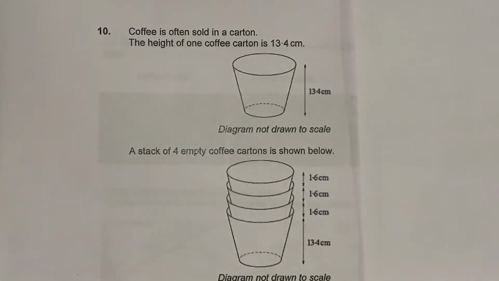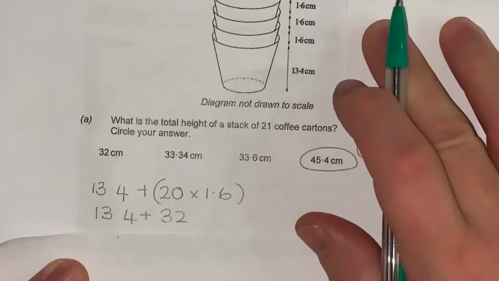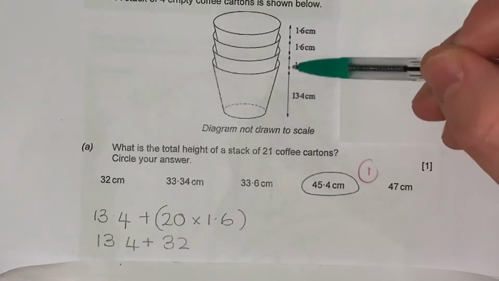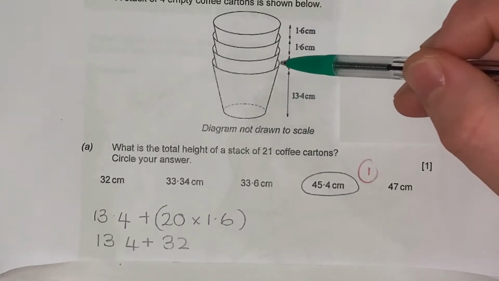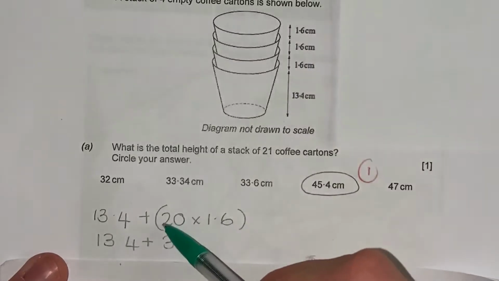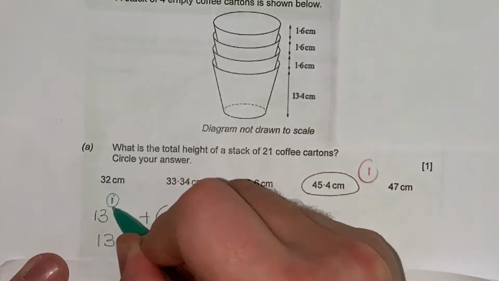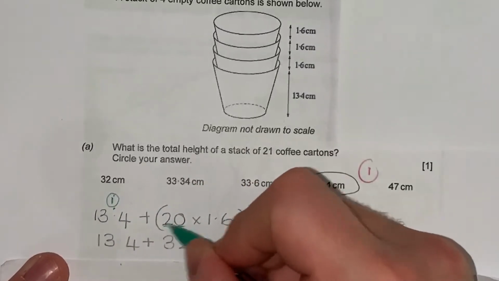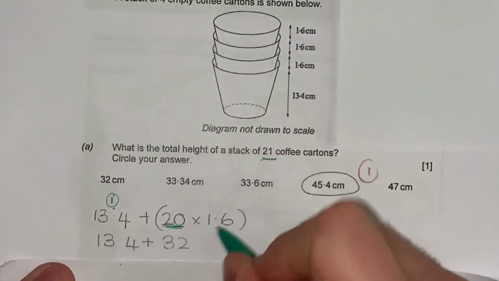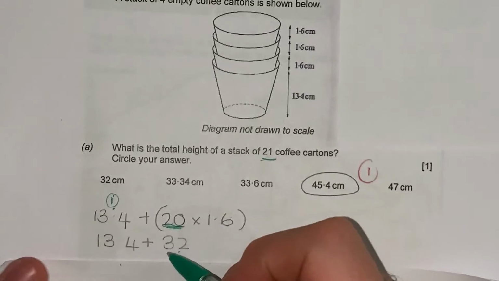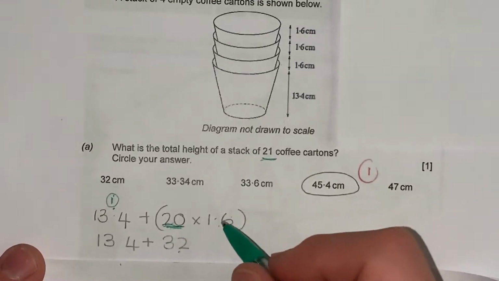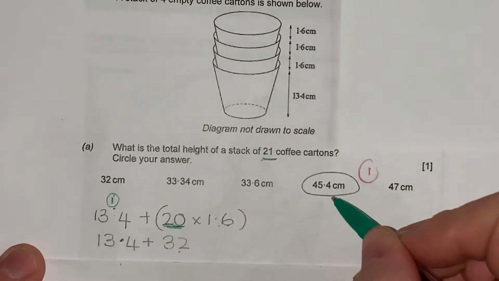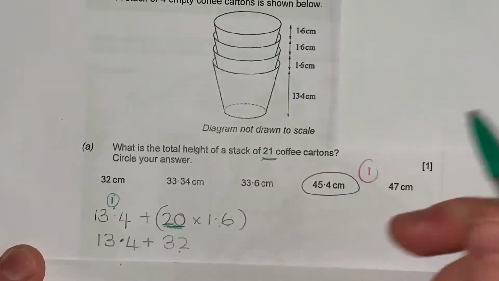Okay, guys, for this one, where have I got the answer of 45.4? Well, if you look at the picture, one of them is 13.4, but then all of the others are 1.6. So what you need to recognize is that the first carton would be 13.4, but the others, which is 20 left over because it's 21, are going to be 20 times 1.6. 20 times 1.6 is 32. You could do 2 times 16, which is 32, it's the same thing. And then you've got to add on 13.4 after. 13.4 added to 32 would give you the 45.4.